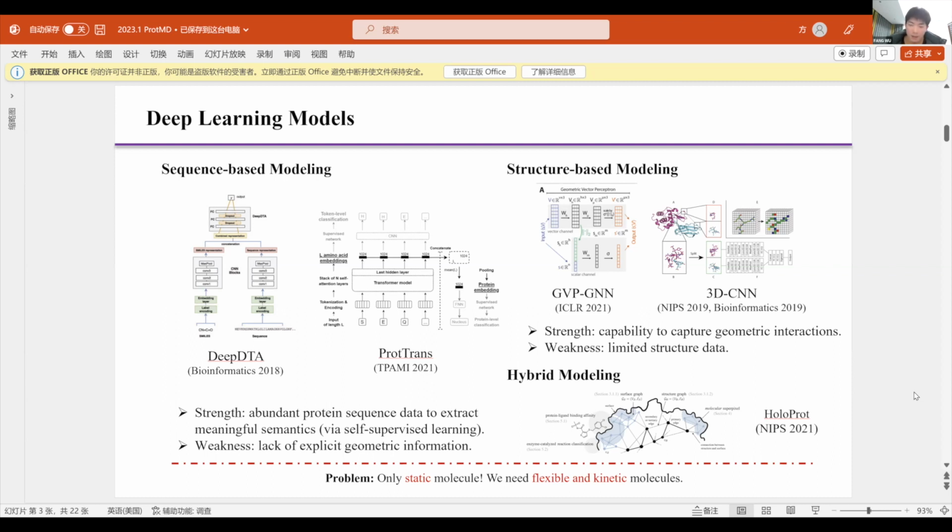So another interesting line of research is hybrid modeling. They use, for example, HoloProt. They use both the surface and the structure to build graphs and predict some interesting fitnesses of proteins or binding affinities, using these hybrid representations.